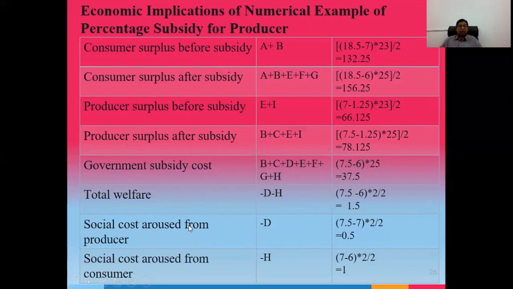Social cost arose from the producer side is minus D, and social cost arose from the consumer side is minus H. You can measure numerical values for the social cost from the producer side, minus D, and the social cost from the consumer side, minus H, as 0.1 and 1.